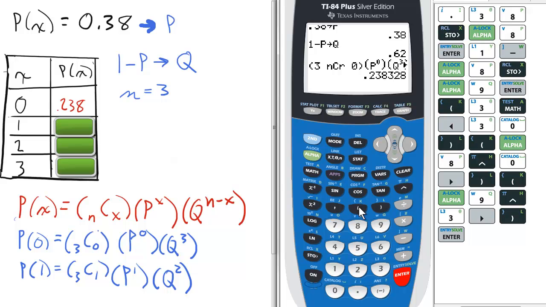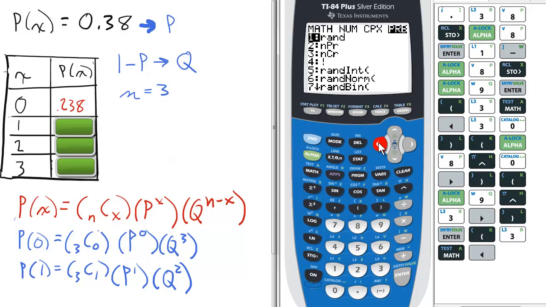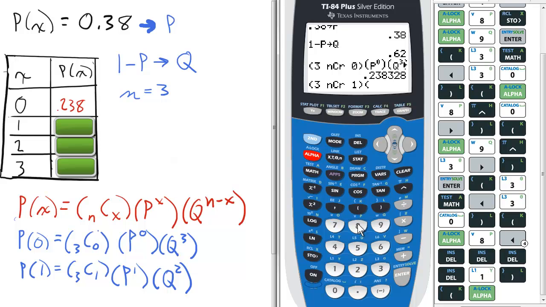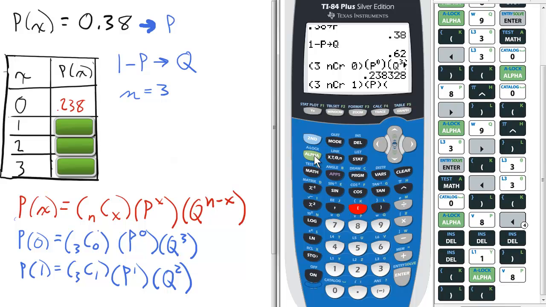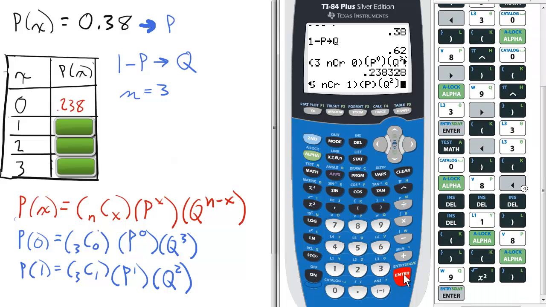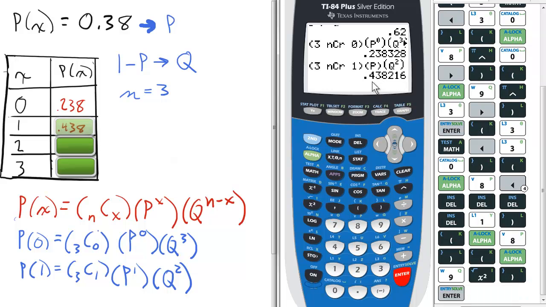Next, try for 1 girl, so open parentheses, 3, math, scroll over to the probability menu, select 3, 1, close parentheses, open parentheses, alpha p, since it's raised to the 1, we don't have to raise it to a power actually, close parentheses, open parentheses, alpha q squared, close parentheses, enter. So the probability of 1 girl is 0.438. There we go. Probability of 1, 0.438.